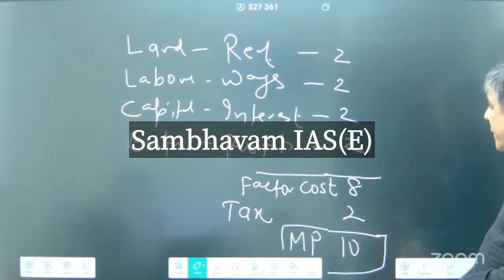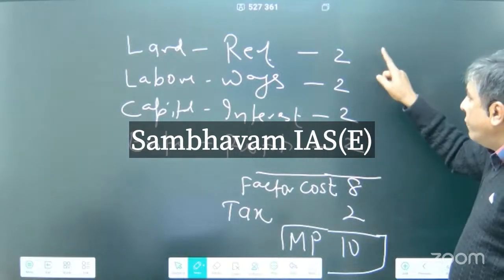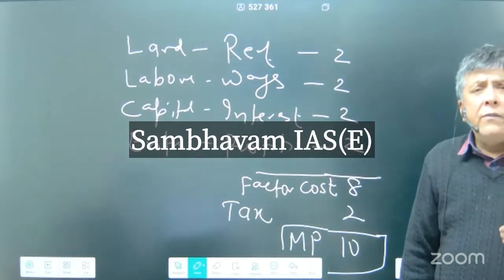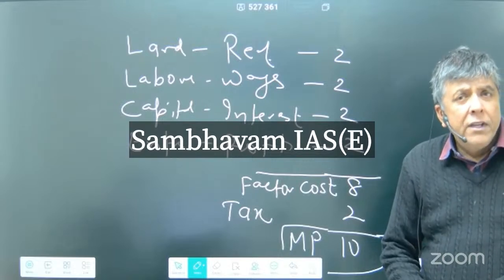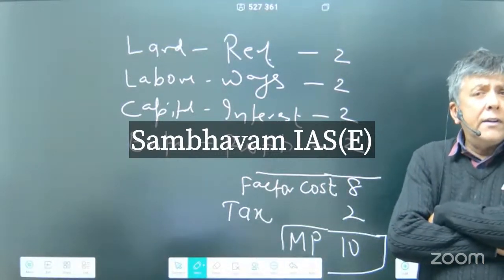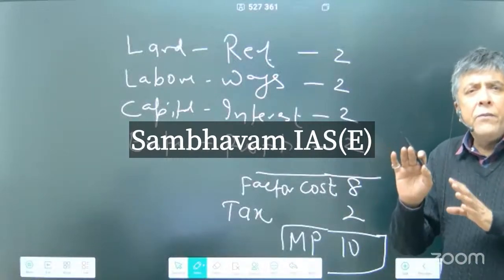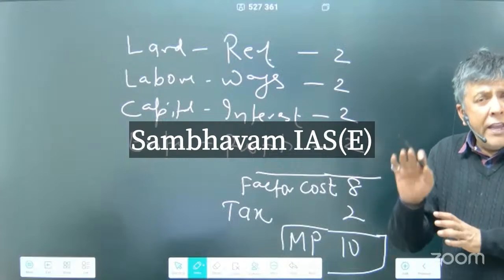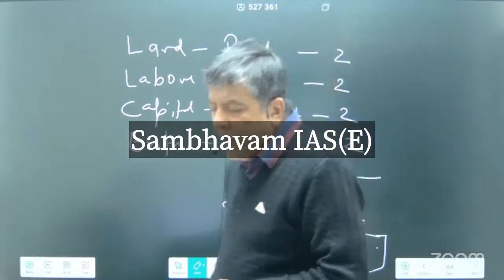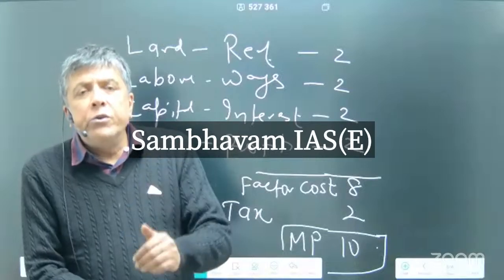Now see this board. This 10 is basically inclusive of these 5: 2 plus 2 plus 2 plus 2 plus 2. Rent, wages, interest, profit, and tax. Now, can these 5 be called an integral part of our cost of production? Can the rent, wages, interest, profit, and taxation be called an integral part of the price we are going to pay? Yes. If any of the 5 increases, what will happen to the market price? The market price is definitely going to increase, leading to cost push inflation.